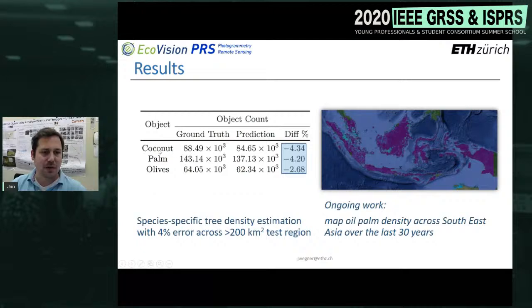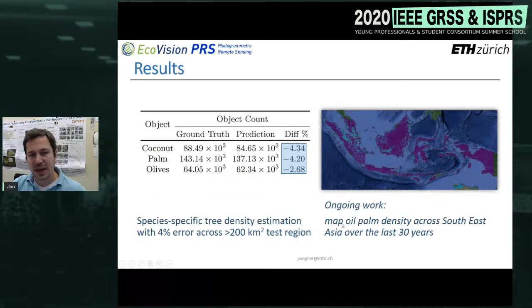So we did this for oil palm and olive trees in Spain, and coconut and palm in Indonesia, Malaysia, and the Philippines. Our data set had almost 90,000 coconut trees and more than 140,000 oil palm trees, and we could count those trees with a difference of 4%. So we got very close. And we did this for a test region bigger than 200 square kilometers.